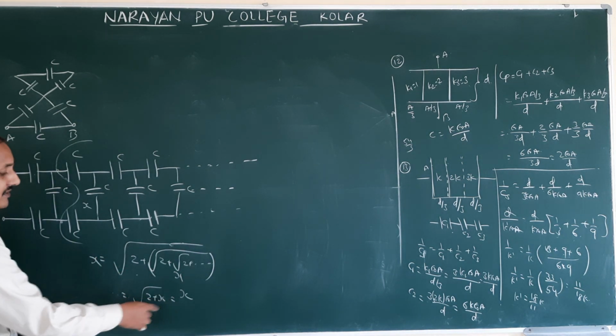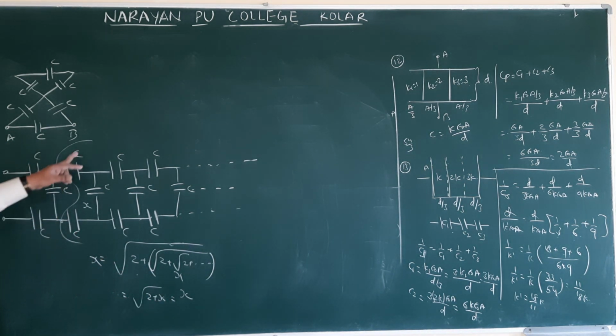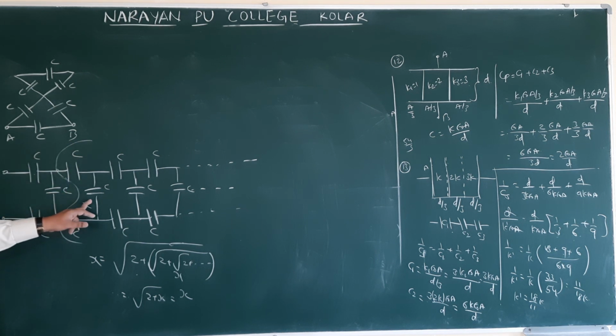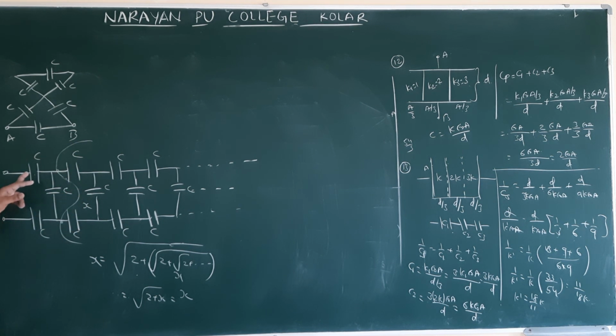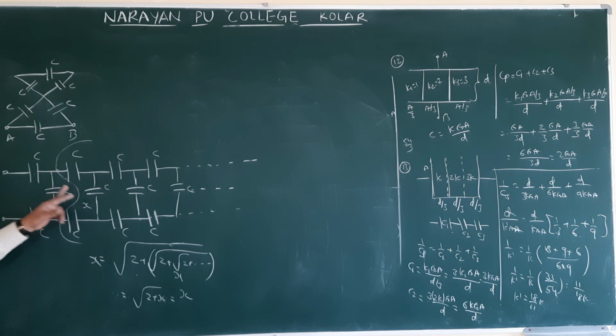Because this one also is equal to X1. Squaring on both sides, you solve the same way; this is also going to become X. This X1 we should find here. Therefore C and X will be there. C plus X will be in parallel. This is C, so C plus X, and C will be in series. If you find the resultant, you will get one quadratic equation, and solving it gives the resultant capacity between A and B.